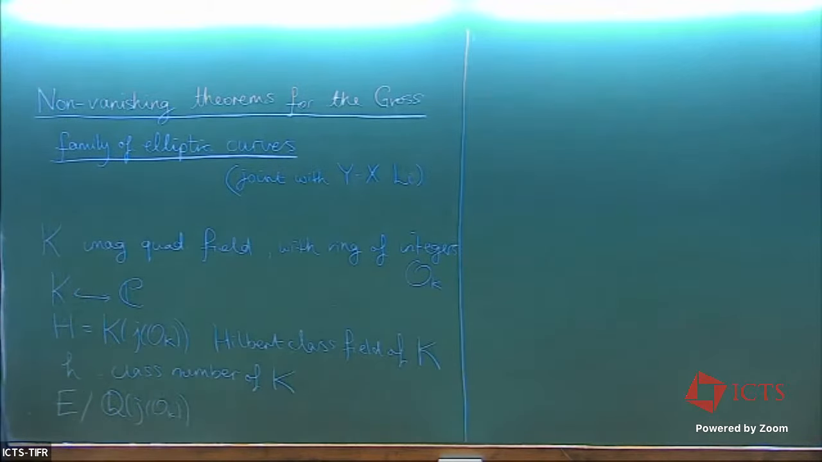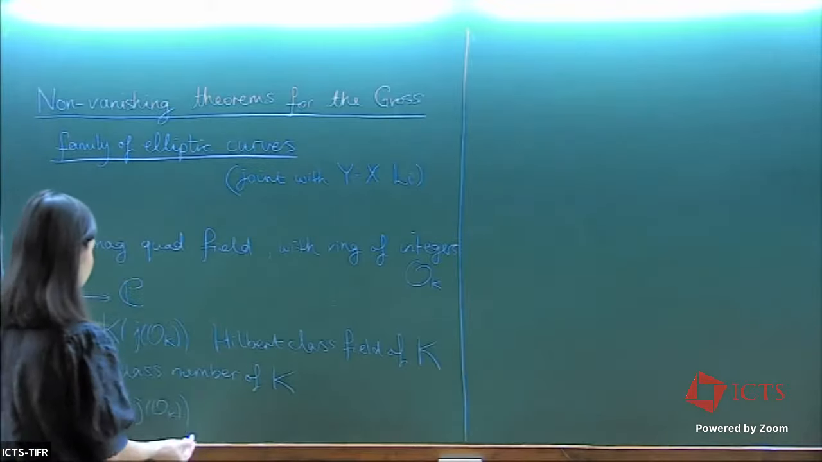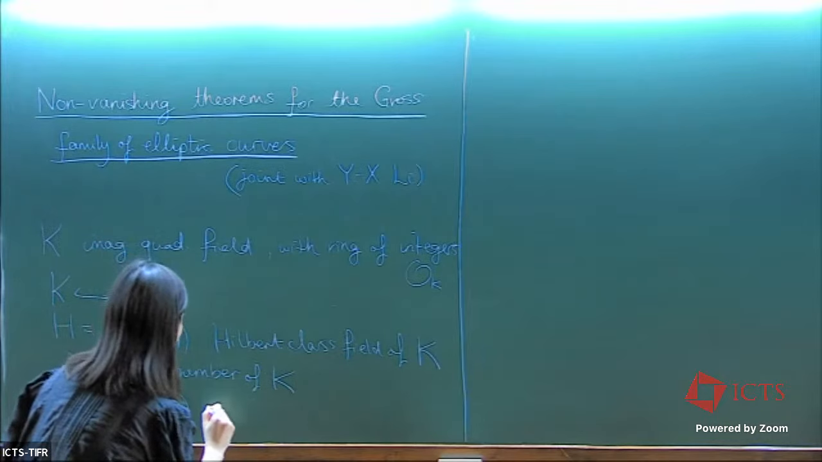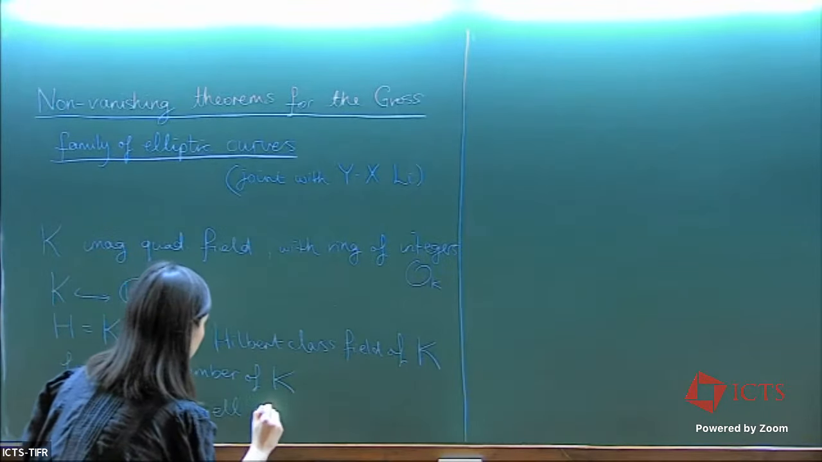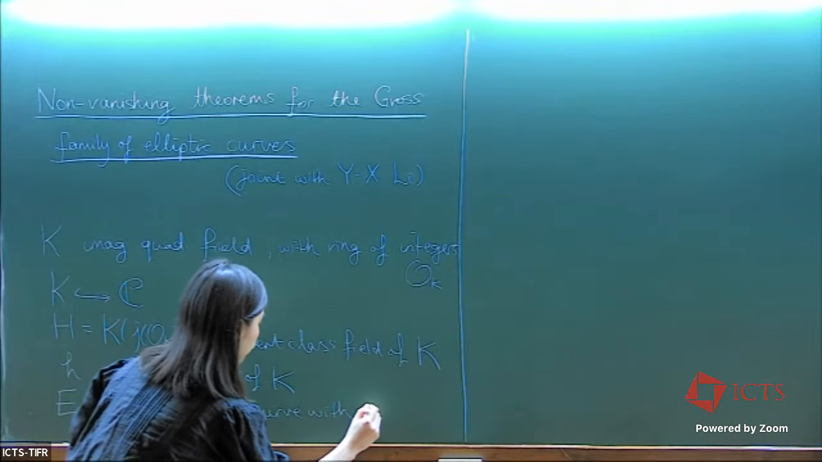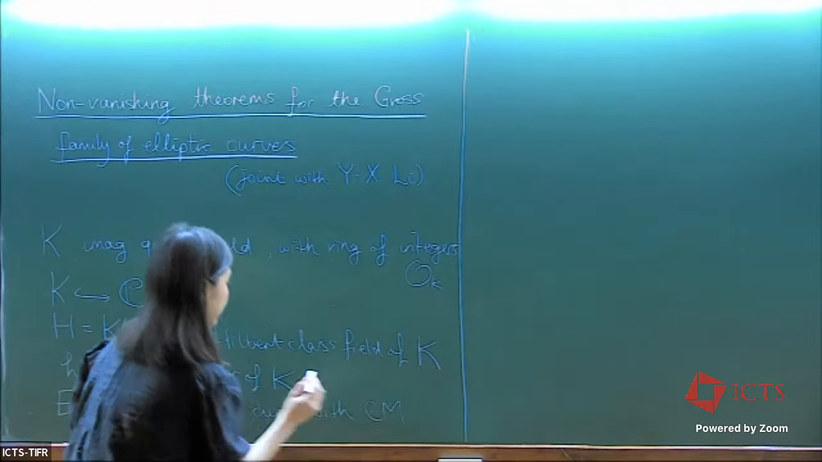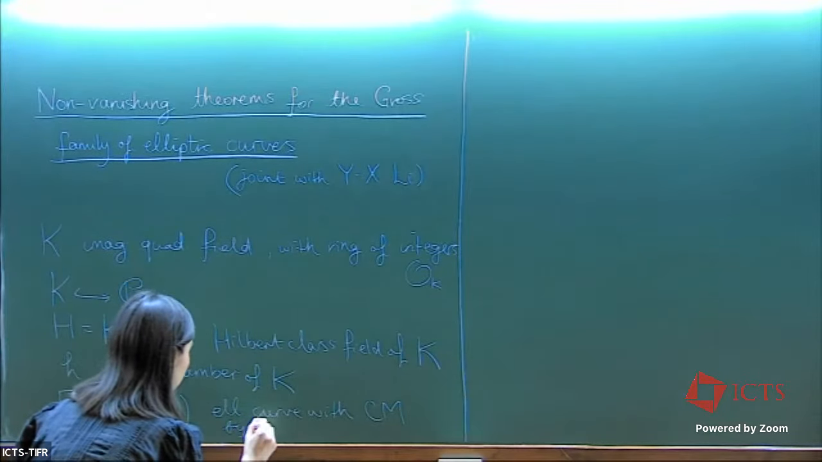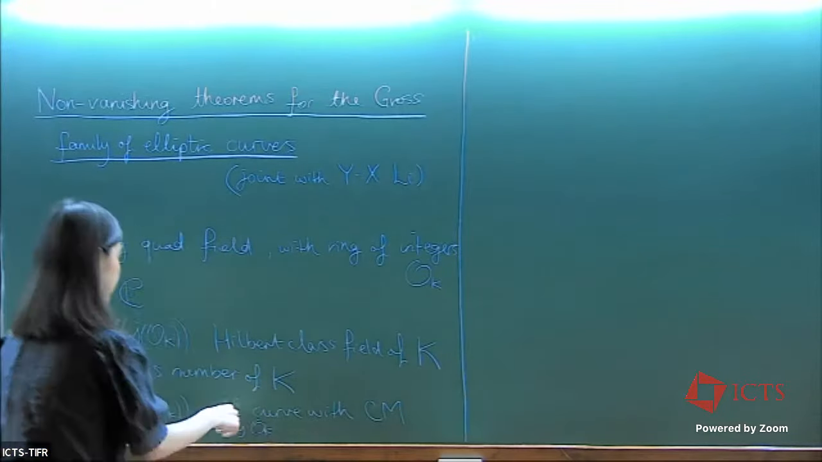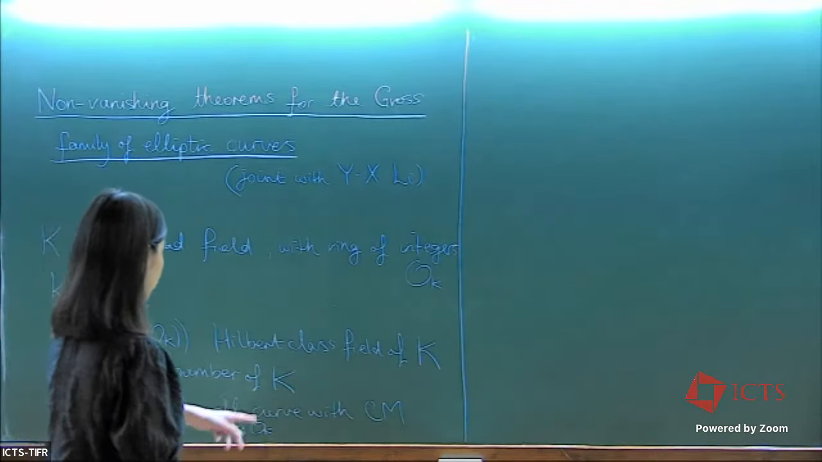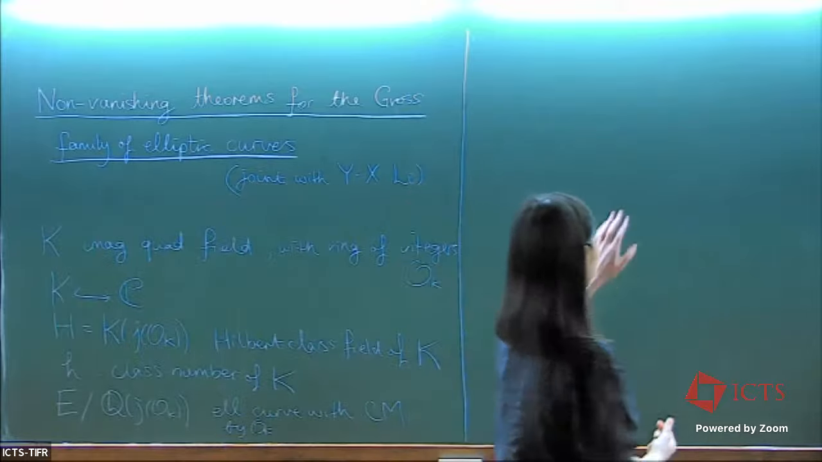This has index 2 in H. So this is an elliptic curve with complex multiplication by the ring of integers of K. Let's just write CM for complex multiplication. So what I mean is its endomorphism ring over H is isomorphic to O_K.